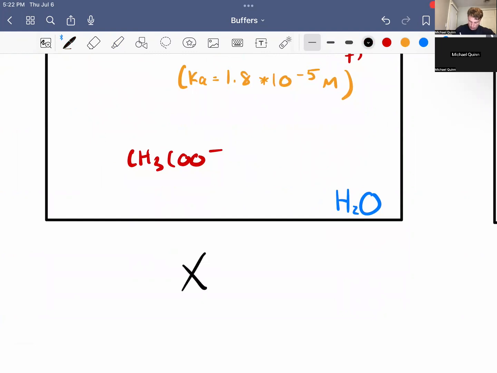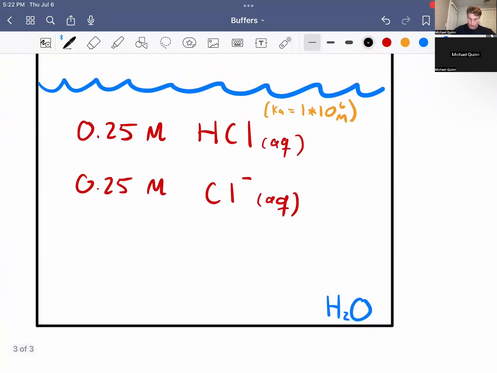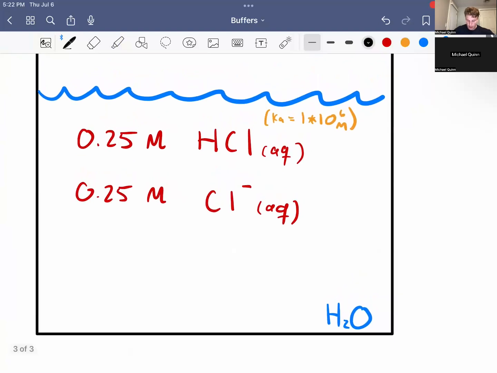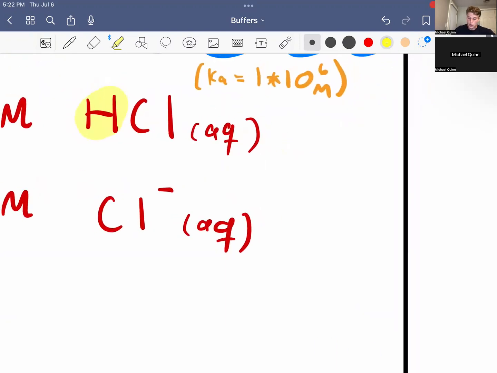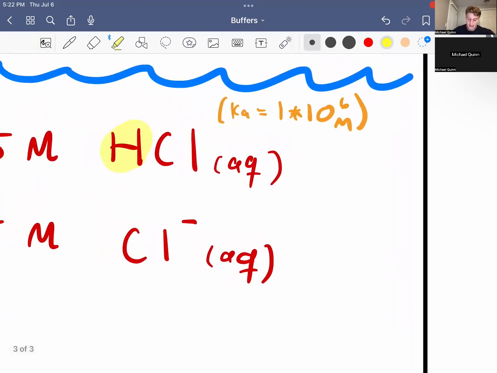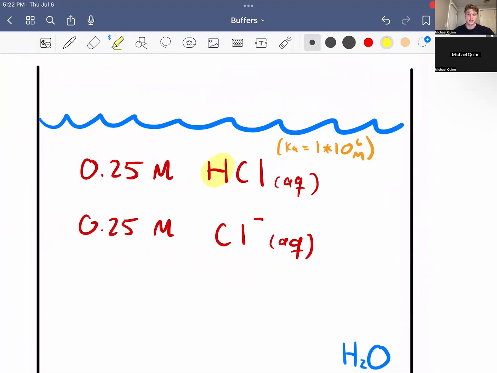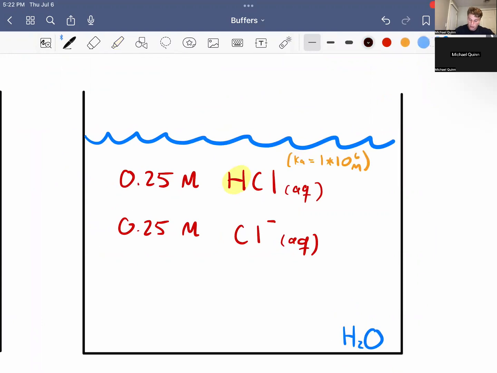Moving on, we have 0.25 molar of HCl and 0.25 molar of Cl minus. So we can see when we remove that hydrogen, we get Cl minus. So we do have an acid and its conjugate base. However, we need to look at the Ka. The Ka for this acid is 1 times 10 to the positive 6. That is a very large Ka value. HCl is actually a strong acid.